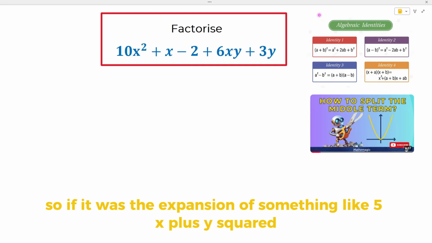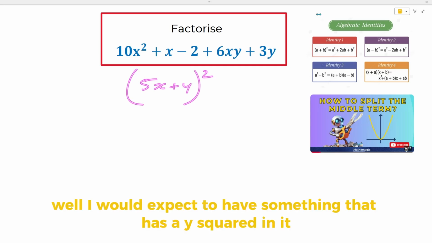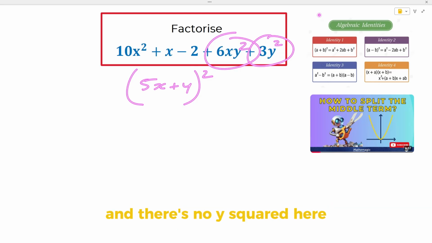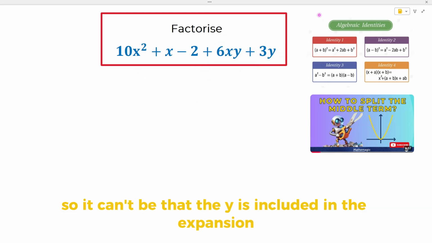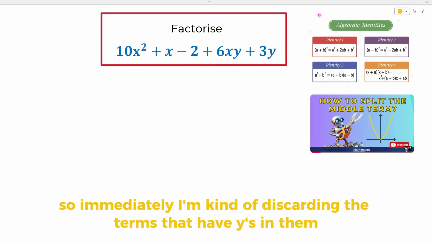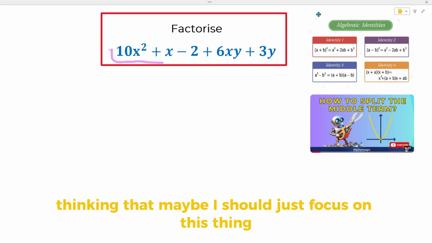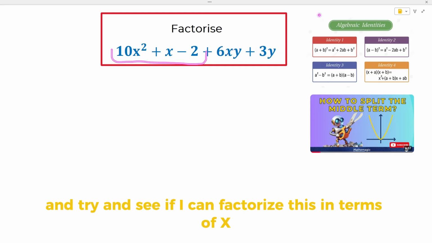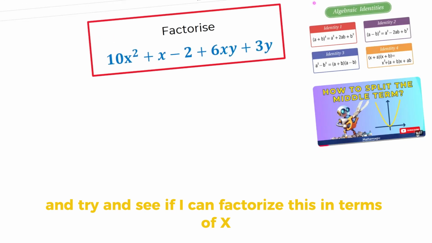So if it was the expansion of something like 5x plus y squared, well, I would expect to have something that has a y squared in it. And there's no y squared here, so it can't be that the y is included in the expansion. So immediately I'm discarding the terms that have y's in them, thinking that maybe I should just focus on this thing and try and see if I can factorize this in terms of x.